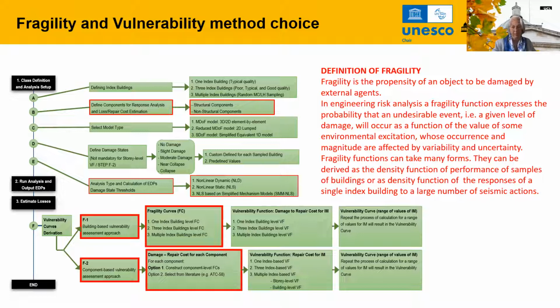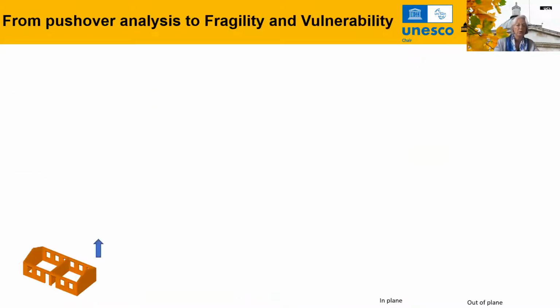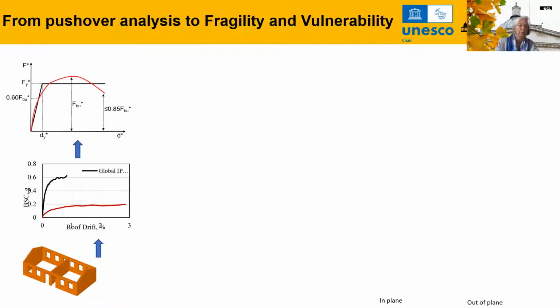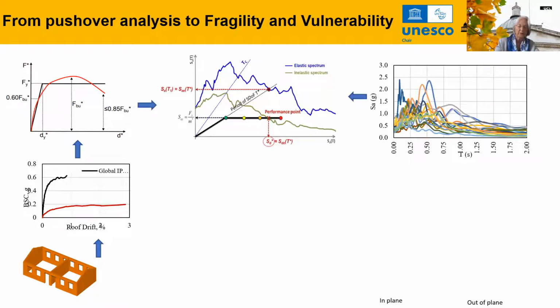Fragility functions can take many forms. They can be derived as the density functions of performance of sample buildings, or as a density function of the many responses of index buildings to a large number of seismic actions. In the particular examples that you will see, we will take these latter definitions, and therefore we will start from taking a representative building, what we call an index building, exposing it to a pushover analysis in order to define capacity curves.